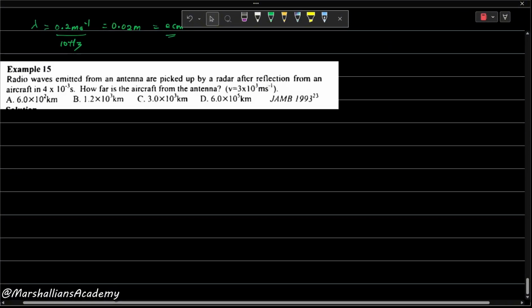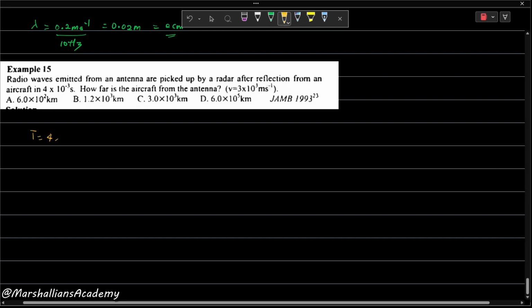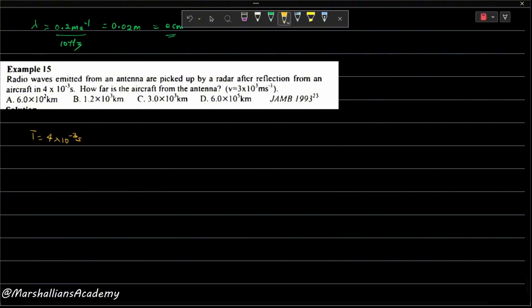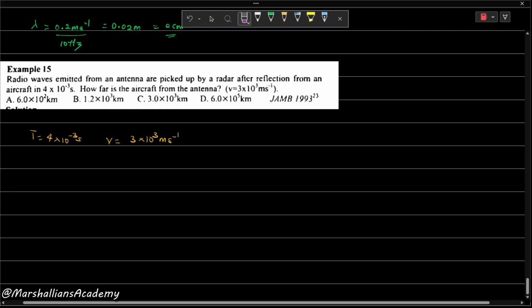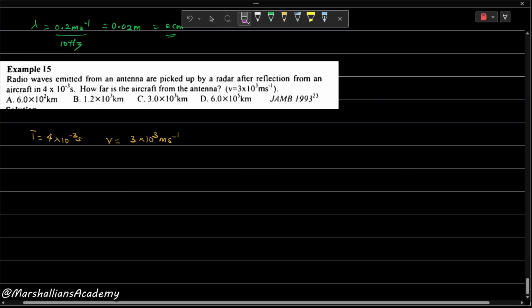Okay, the question says radio waves emitted from an antenna are picked up by radar after reflection from an aircraft in 4 times 10 raised to the power negative 3 seconds. So they've given us time or period. We have time to be 4 times 10 raised to the power negative 3 seconds, and we have the velocity to be 3 times 10 to the power of 3 meters per second. They are asking us to find the distance between the aircraft and the antenna.